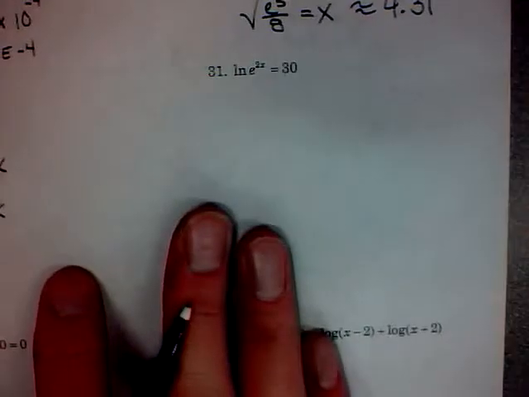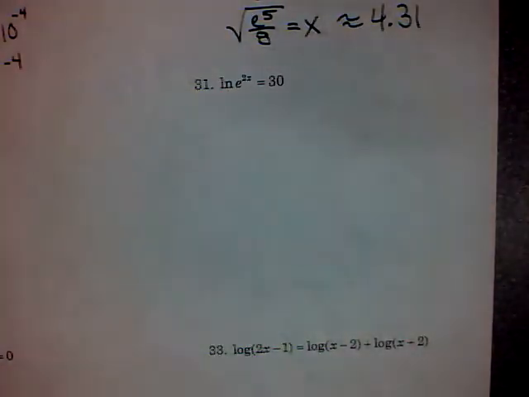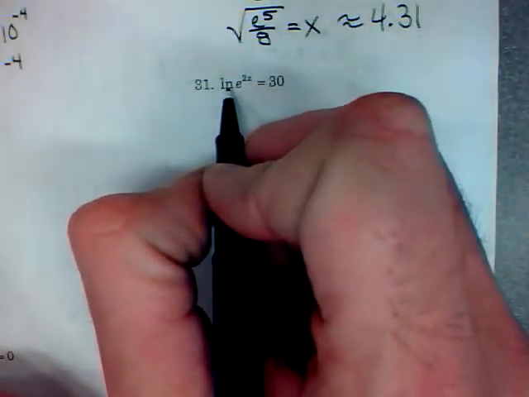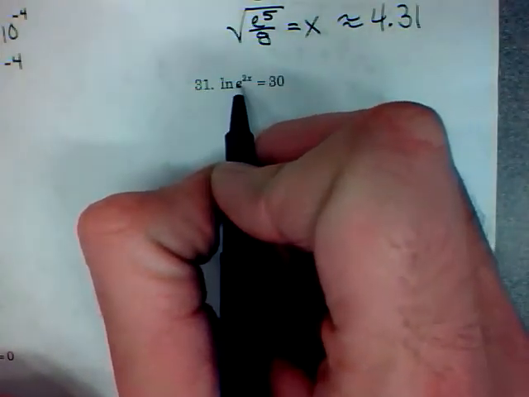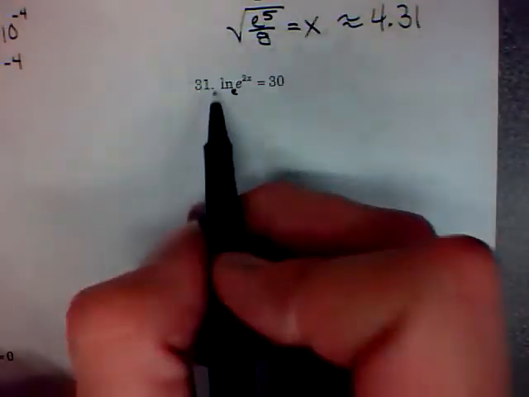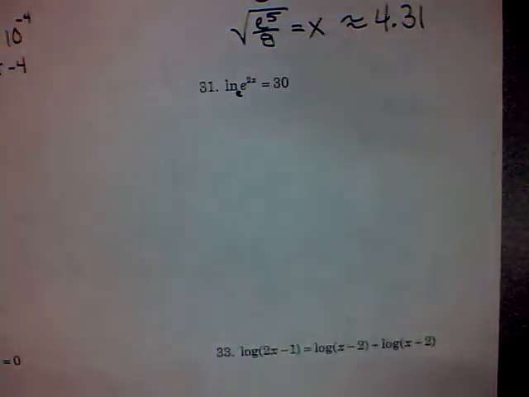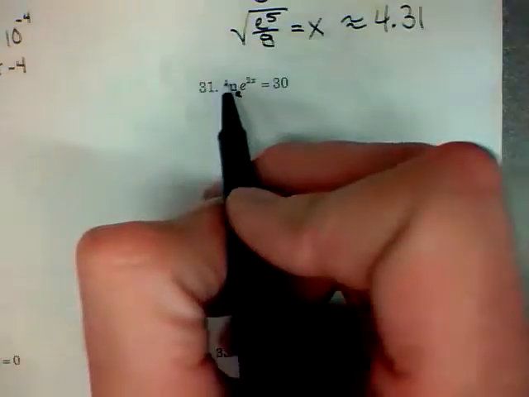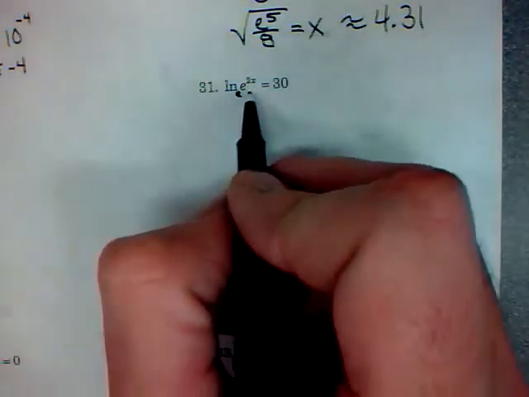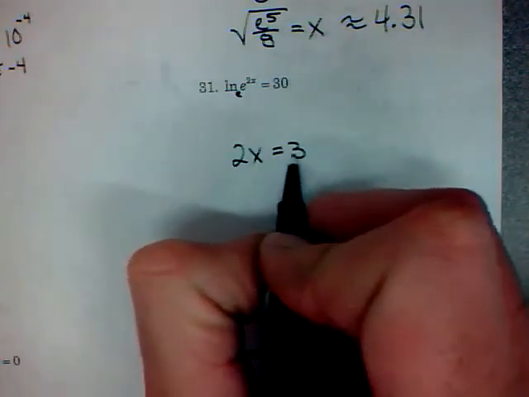Okay. Moving on to 31. Here, a couple different ways of doing this one. Probably the easiest is to recognize here that this e is not the base. There's still a subscript there of e. So you're taking the natural log base e of e to the sec of the 2x. So these just wipe each other out. You're taking the natural log of e, which at least leaves you with the 2x equals 30.